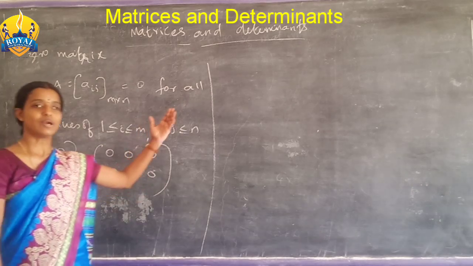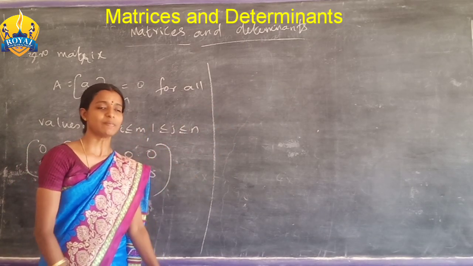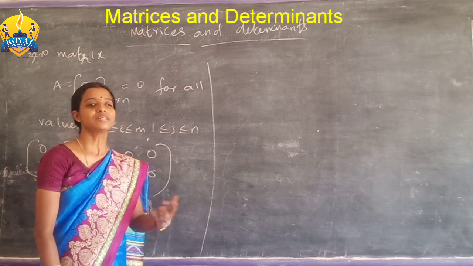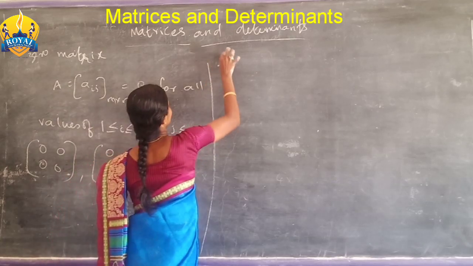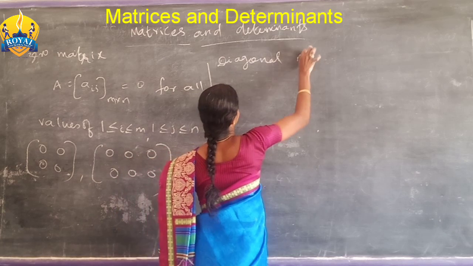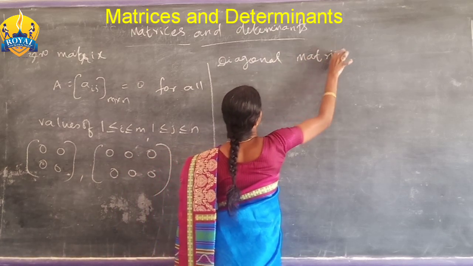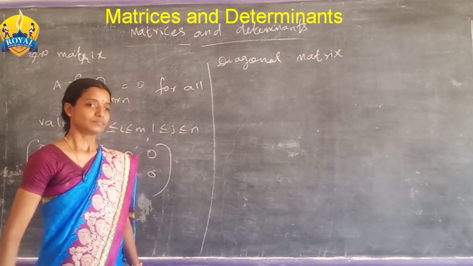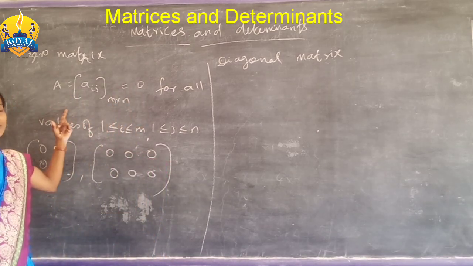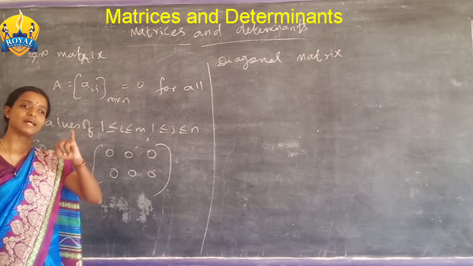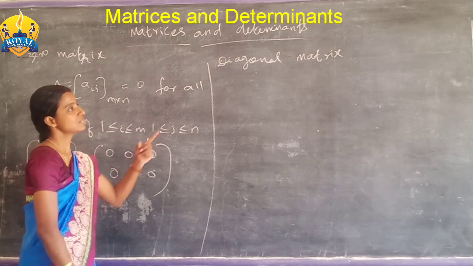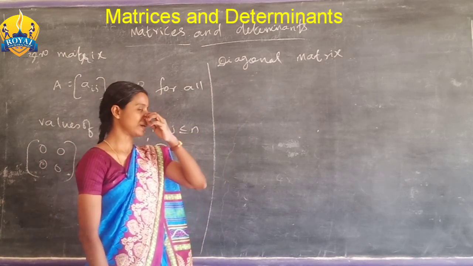Okay. Now with the help of square matrix, let us get into what is a diagonal matrix. Now, the other names for zero matrix are null matrix and void matrix. Now, let us get into diagonal matrix.